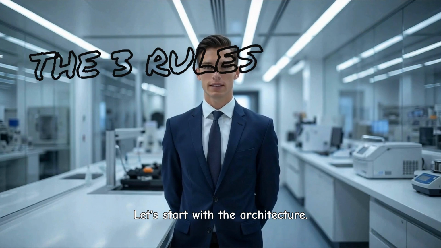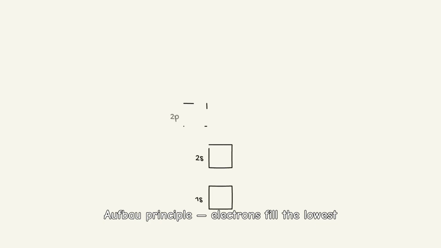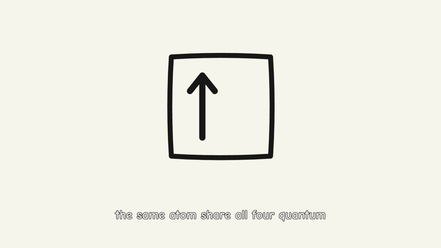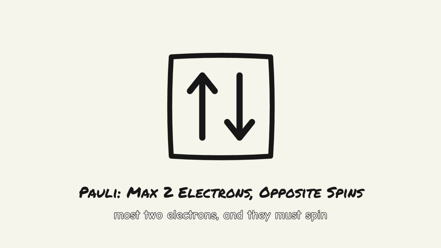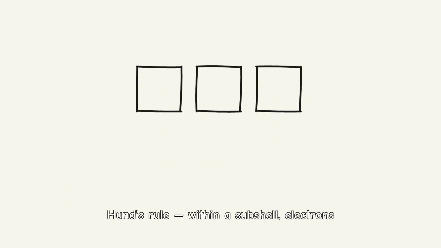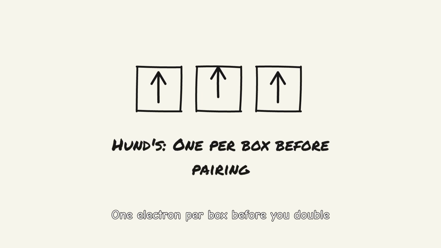Let's start with the architecture. 3 rules govern how electrons fill orbitals. Aufbau principle: electrons fill the lowest energy orbitals first. Pauli exclusion: no 2 electrons in the same atom share all 4 quantum numbers, which means each orbital holds at most 2 electrons, and they must spin in opposite directions. Hund's rule: within a subshell, electrons occupy separate orbitals before pairing up. 1 electron per box before you double up.